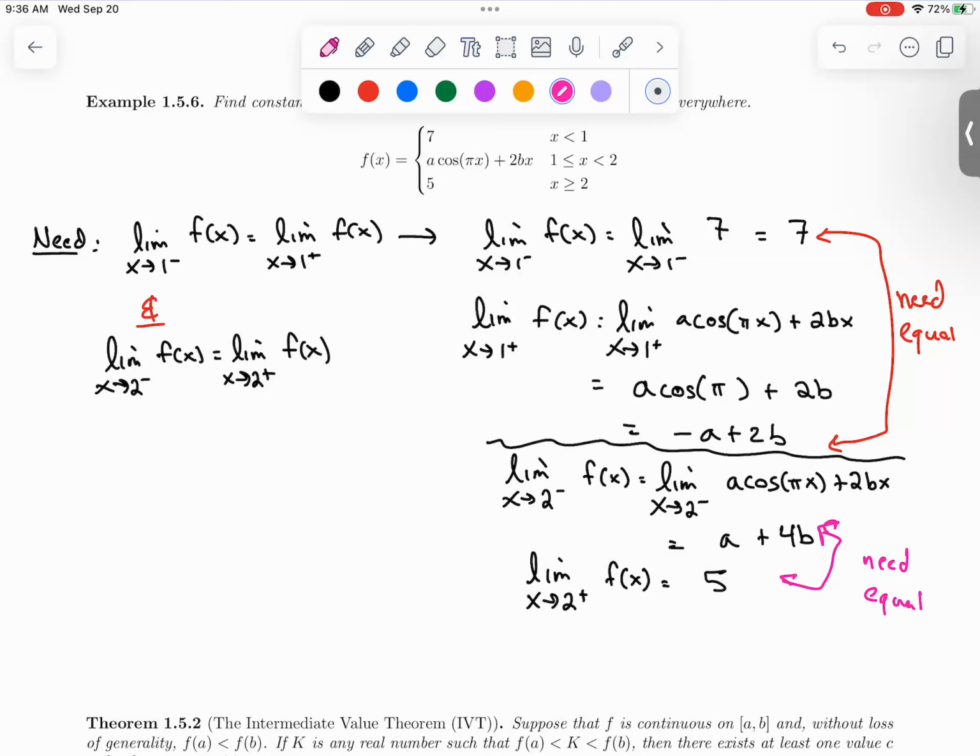And so for that to happen, we need to make sure that the left and the right hand limits agree piecewise. And so we found the left and the right hand limits, and we need these two things to be equal to each other. So, well, how does that help? I've got 2 equations and 2 unknowns. So this gives me negative a plus 2b is equal to 7. And it also gives me a plus 4b is equal to 5.